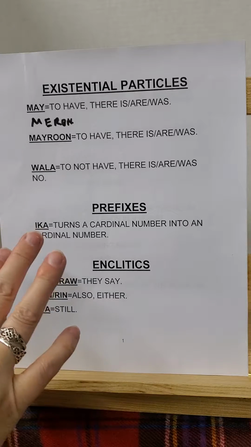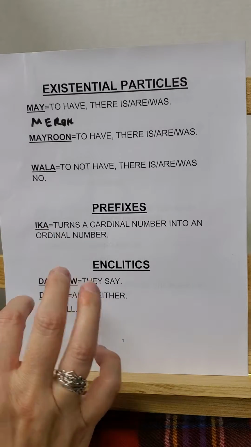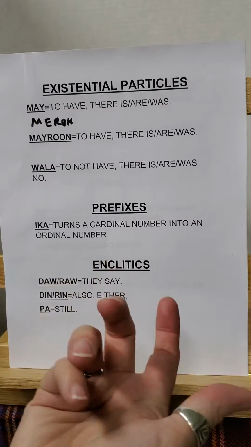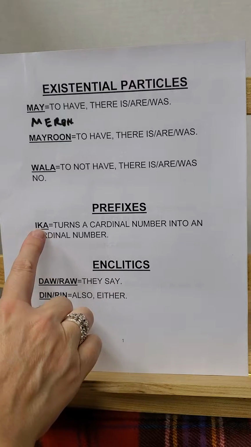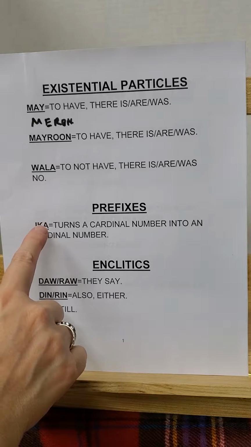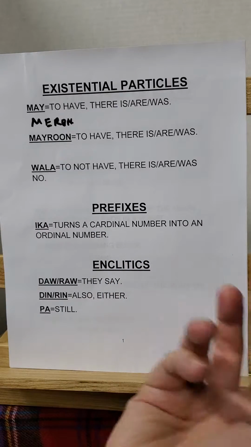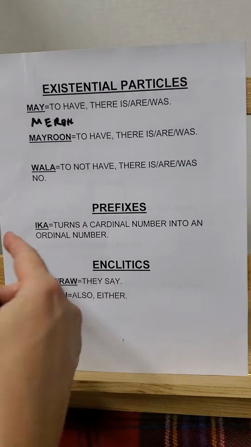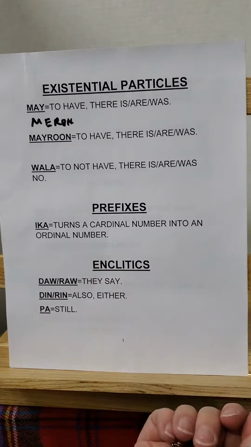But ika just means it makes it into an ordinal number. First, second, third, fourth, that type of thing. Because today I was reading an article and it said ika-20. So that was the 20th century. It was talking about the 20th century. So ika-20 would be the 20th century.